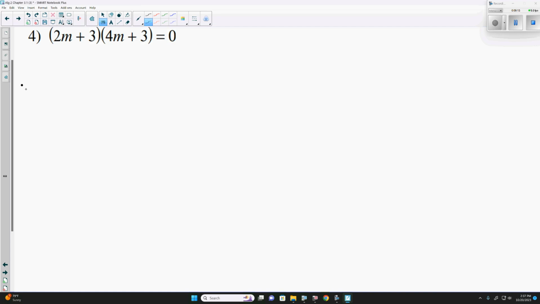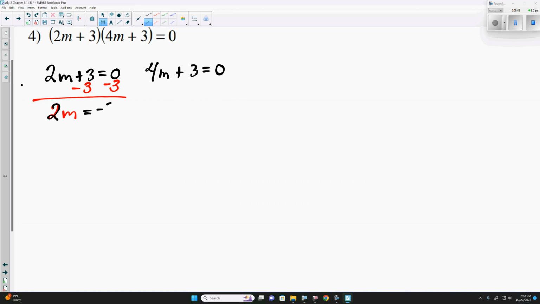Let's look at the next one. So we have two things multiplied together to equal 0, so one of them must be 0. So we're saying that either 2m plus 3 is equal to 0, or 4m plus 3 is 0. Now for the first one, what would we do first? Exactly, we would divide by 2. So m is equal to negative 1.5 or negative 3/2. Either one works.